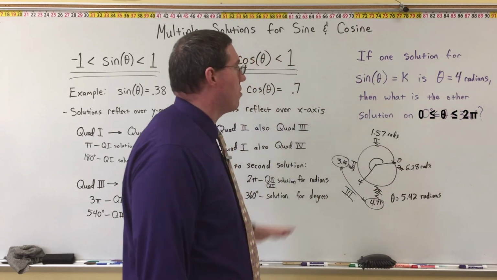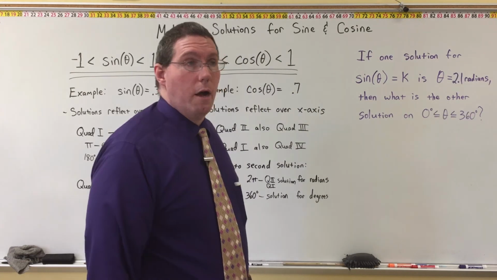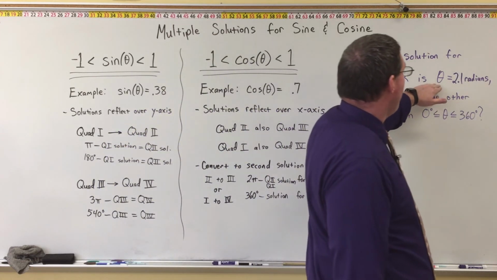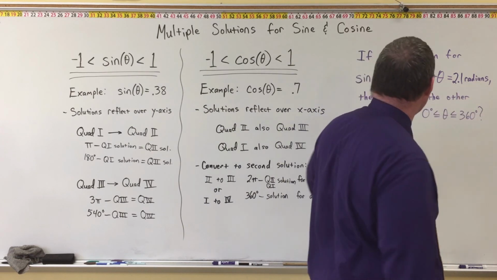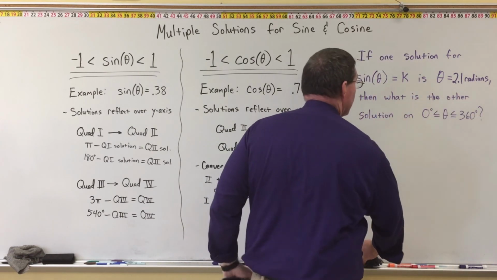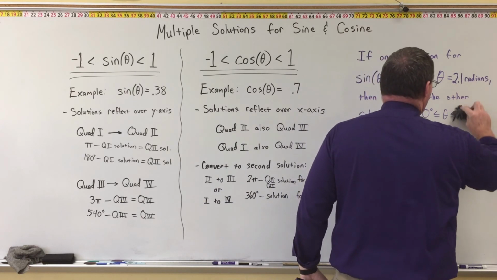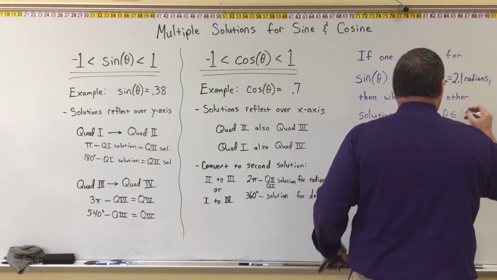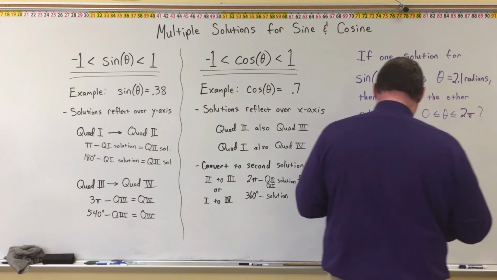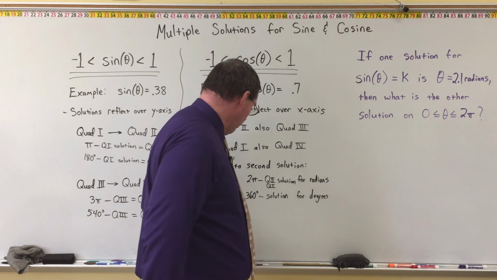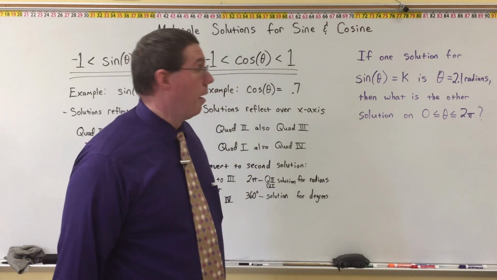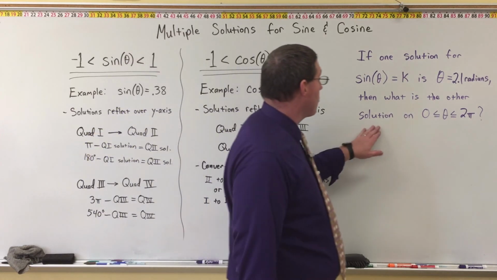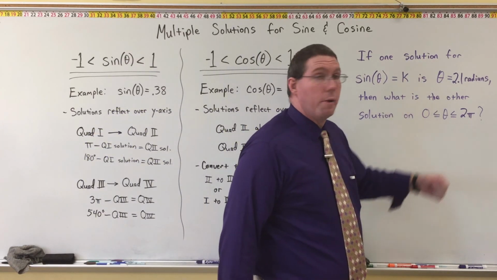Let's do another example with sine and also with radians. If one solution for sine of theta equals k is theta equals 2.1 radians, then what is the other solution? I should have changed this before, I'm sorry. In the previous example, what I should have had here is 2 pi and not degrees. I'm so sorry about that. I'll make a correction in the video. So what is the other solution on the interval where theta is between 0 and 2 pi?